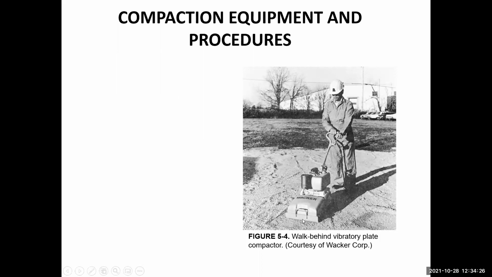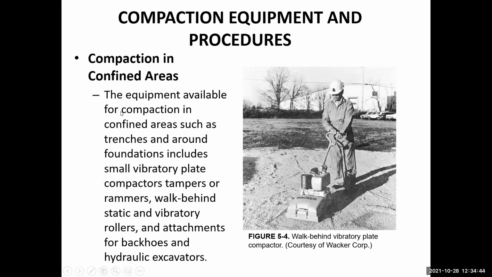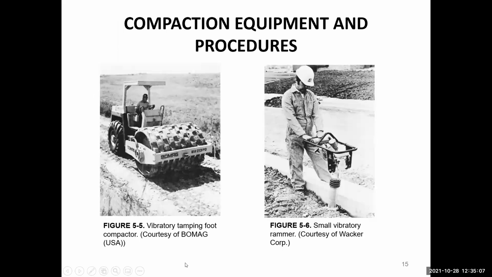In this case, of course, it is quite lighter compared with those big machines, but in addition, it can provide the vibrations. So due to those vibrations, the compaction can be achieved. So compaction in the confined area. The equipment available for compaction in confined areas, such as trenches and around foundations, include small vibratory plate compactors, dampers or rammers, walk behind static and vibratory rollers, and attachments for backhoe and hydraulic excavators.